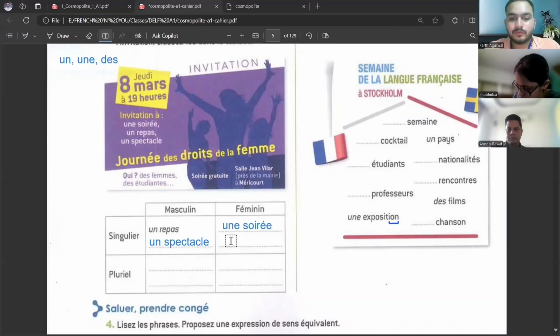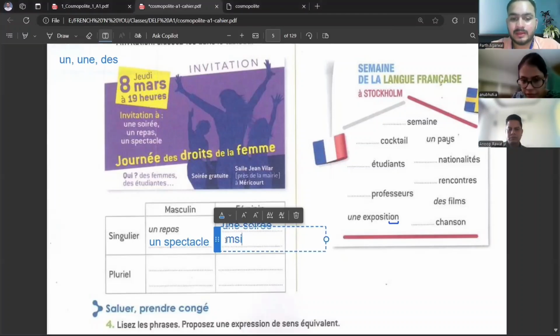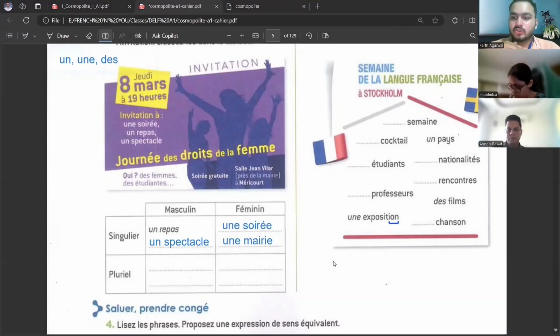So we call it mairie. Let's say for example we have a separate name for Rashtrapati Bhavan, right? We call it Rashtrapati Bhavan. So they call the mayor's office mairie. Plural, masculine.